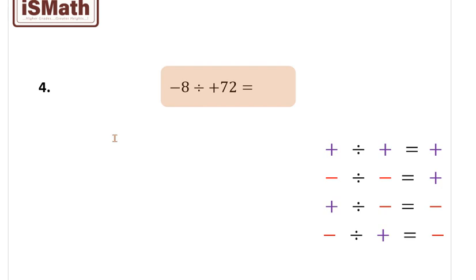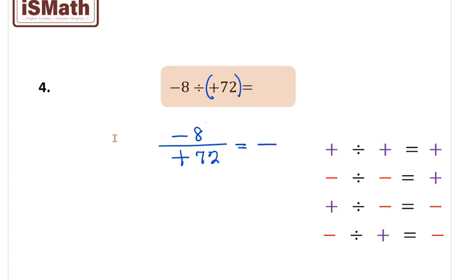The next question says minus 8 divided by plus 72. Well, I like to separate my signs. So I have minus 8 divided by plus 72. We take care of the signs first. So we have minus divided by plus. That should give you minus because the signs are different.